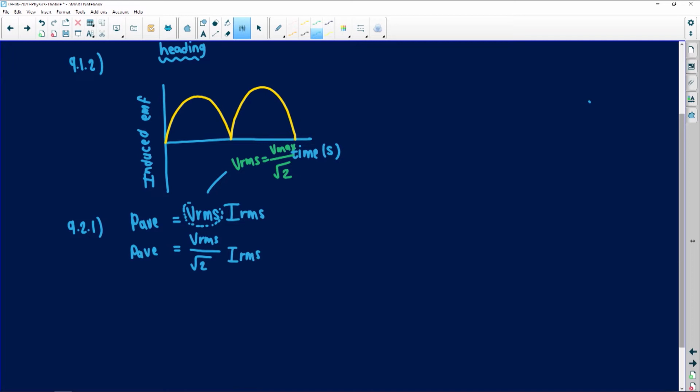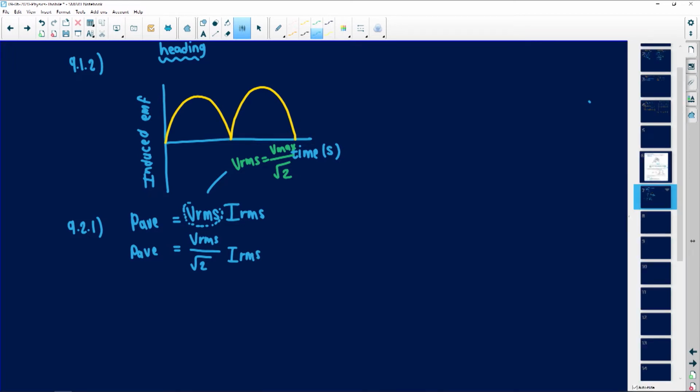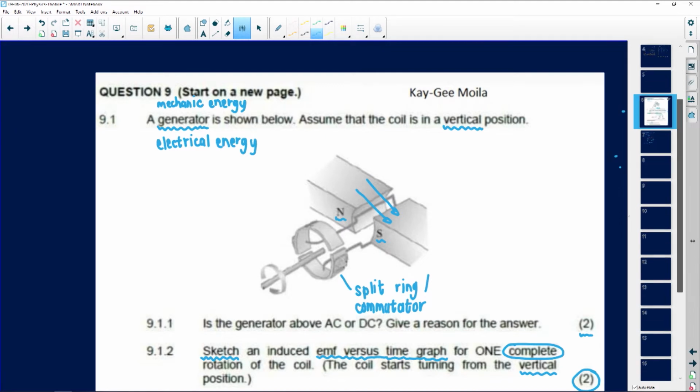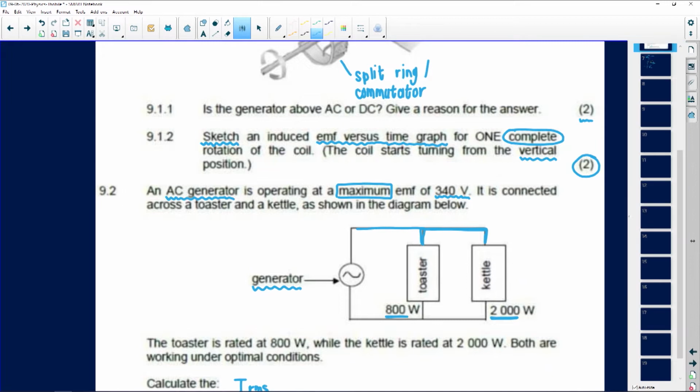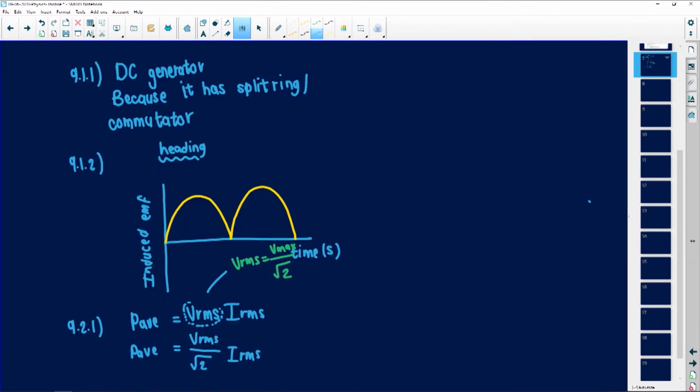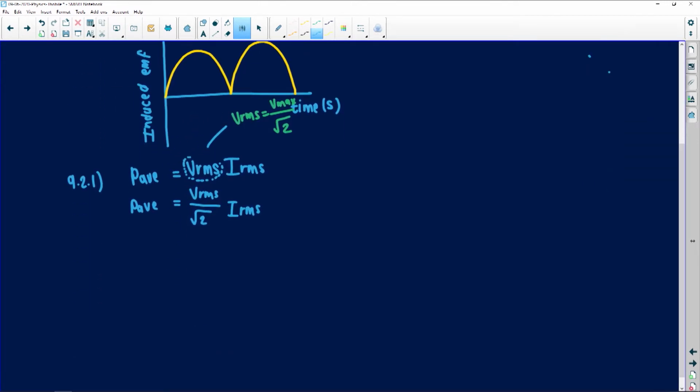Now, I'm given the power. Remember, they're looking for the current through the toaster. And I'm given the power as 800. So that's the power that I'm going to be using. The power is 800. So I'm putting in my power.